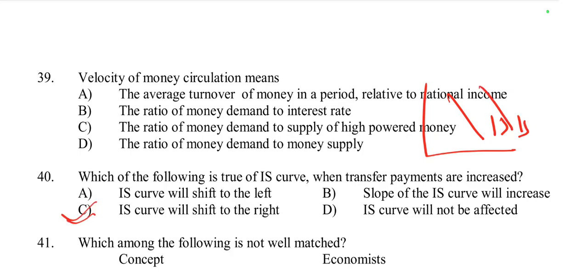So here option C is right, because an increase in transfer payment raises the disposable income for recipients, which typically leads to higher consumption. As consumption increases, aggregate demand rises, shifting the IS curve to the right. So this indicates that for a given interest rate, the level of income or output in the economy is higher due to the increased demand resulting from the higher transfer payments. So here the right answer is option C.